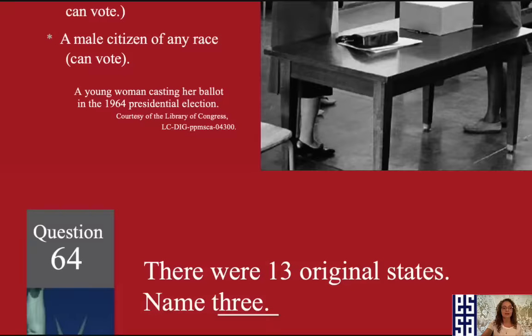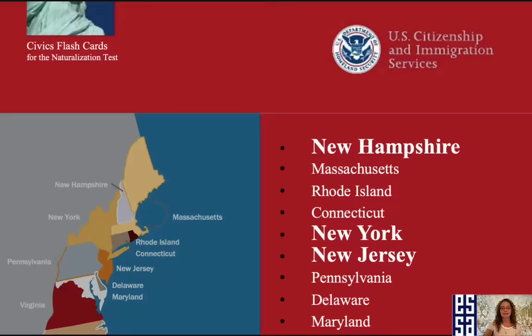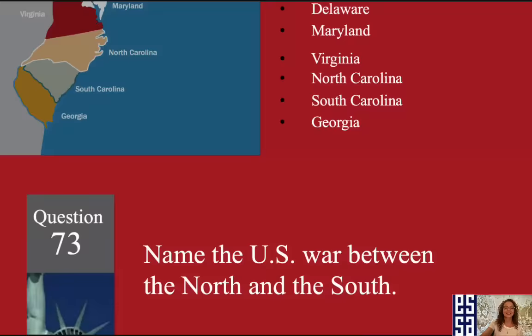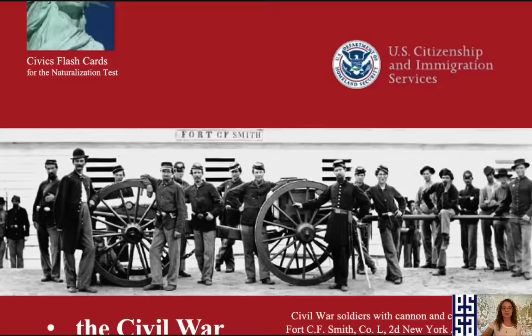There were 13 original states. Name three. New Hampshire, New York, New Jersey. Name the U.S. war between the North and the South. The Civil War.